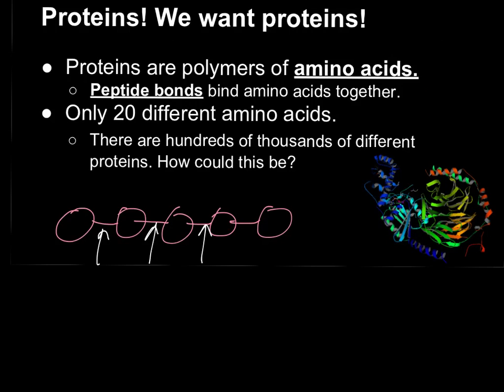We only have 20 different of these amino acids in our cell or in our bodies that are allowed to be made. But think about this question. There are hundreds of thousands of different proteins within our bodies. How could this be if we only have 20 different amino acids? Well, think about the letters in the alphabet and how those can be arranged in so many different ways to make so many different words. That's just like the amino acids. They can be arranged in many different ways to make many different proteins for our cells.